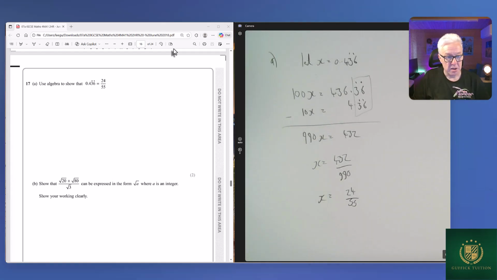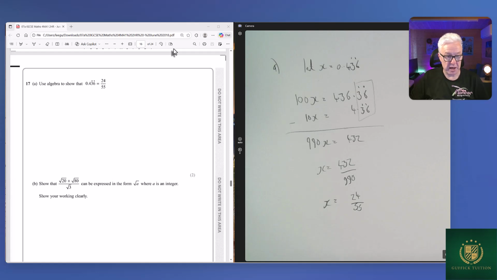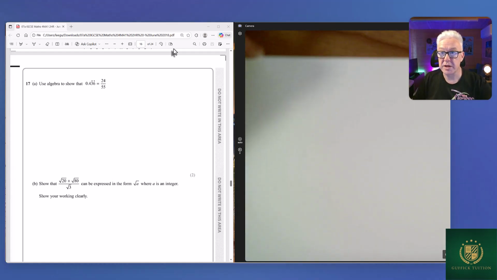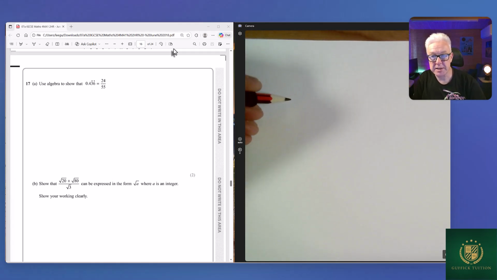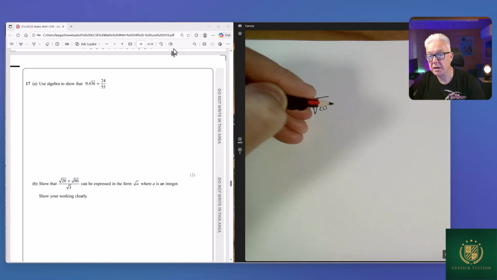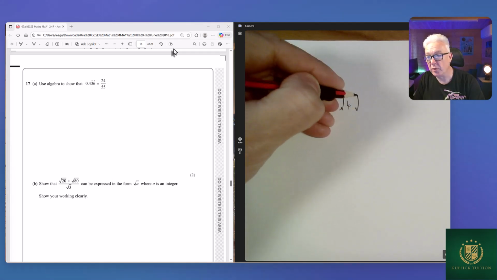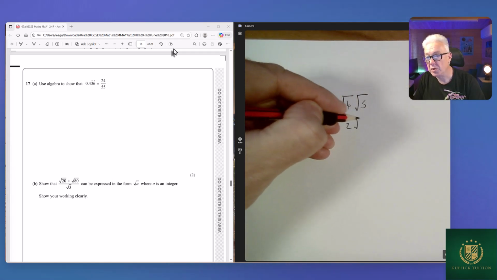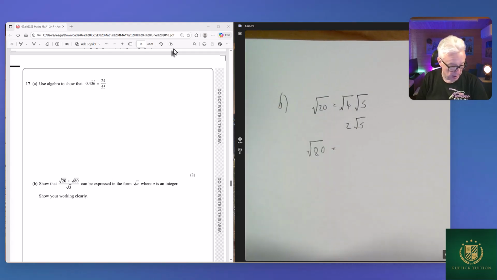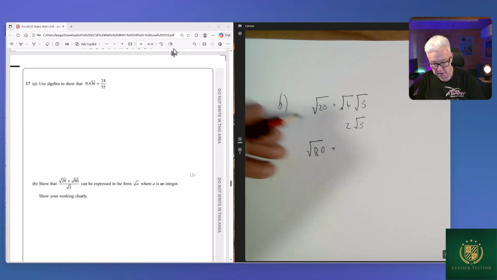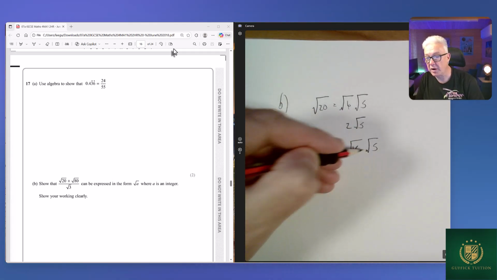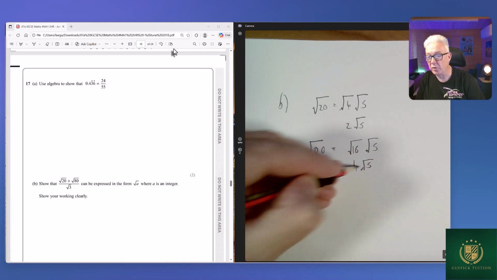Part B then. Show that root 20 add root 80 over root 3 can be written in the form root A. Okay, so let's break this down into steps. First of all, this is part B. Let's simplify root 20. Well, root 20 would be root 4 times root 5, which is 2 root 5. Root 80, how shall we simplify that? That is actually 16 times 5. So that is root 16 times root 5, which simplifies into 4 root 5.